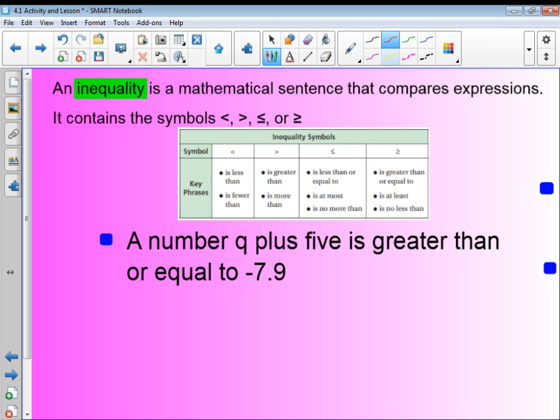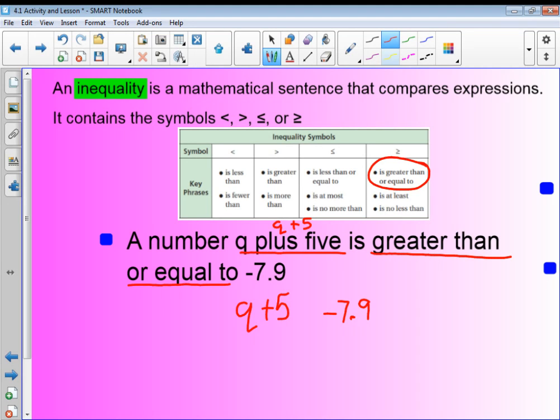A number Q, so they want us to use Q, plus 5, so Q plus 5 is greater than or equal to. So let's find where that's at. I'm seeing it right here: greater than or equal to negative 7.9. So the number was negative 7.9, and Q plus 5, and then the symbol, well, we circled it in this column, so we're going to use that symbol. That's greater than or equal to.